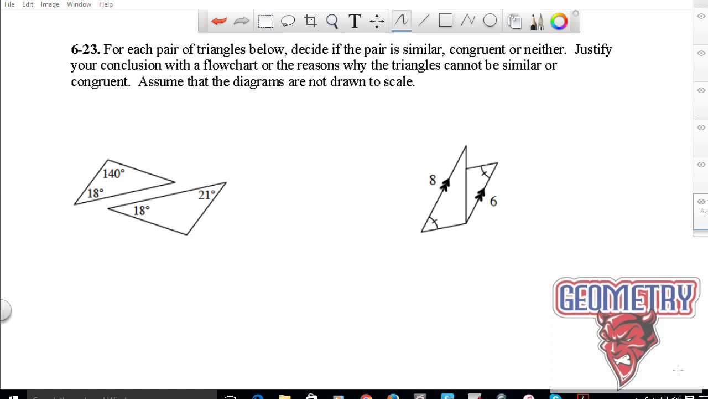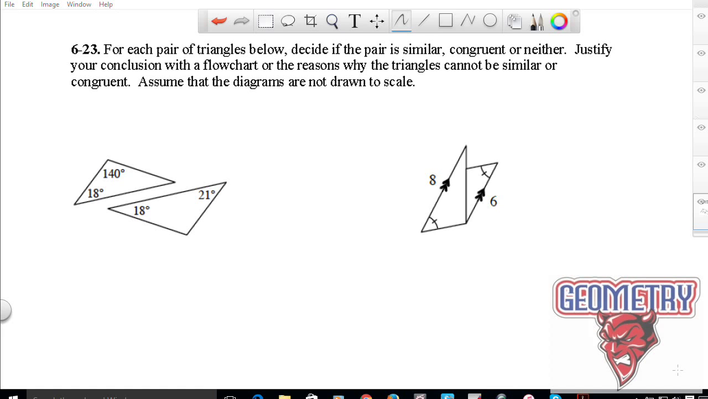This is Unit 6. We're now on to question number 23. Still dealing with some congruence and similarity and flowcharts and whatnot. We have to determine if each pair of triangles are similar, if they're congruent, or maybe they're neither. And if they are similar or congruent, then we will justify that using a flowchart. So let's take a look at the first problem here.